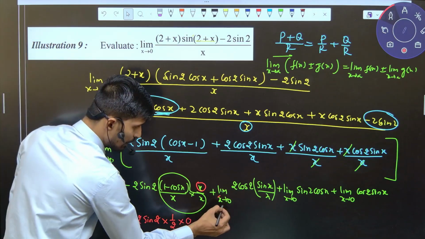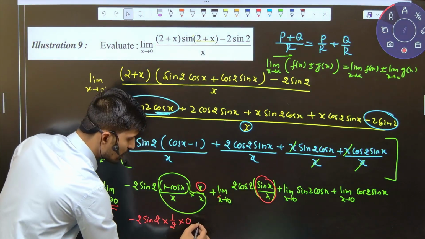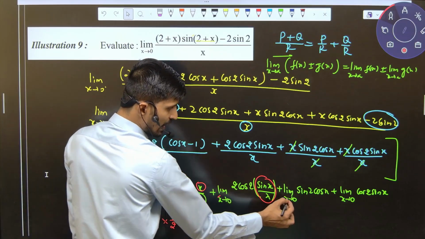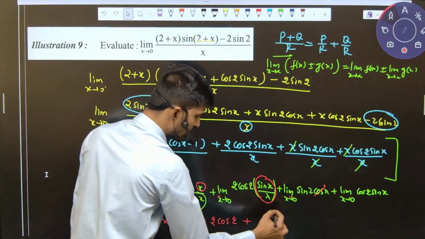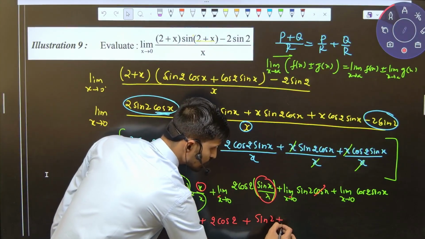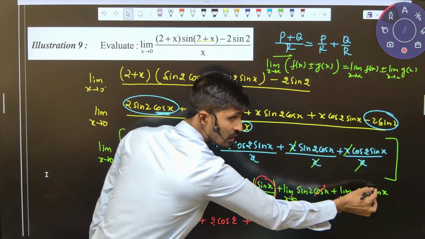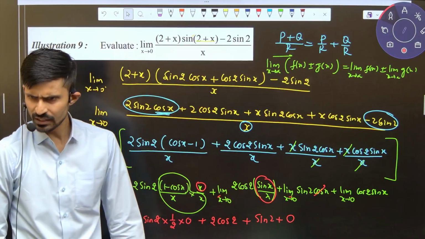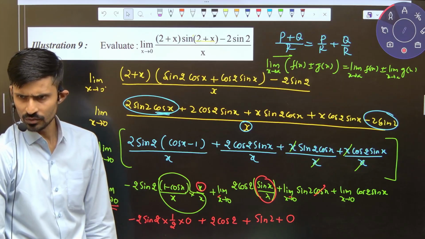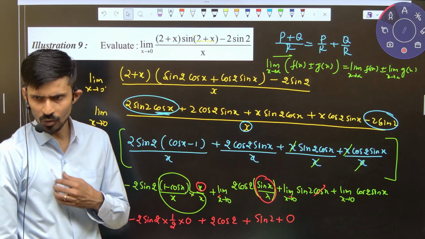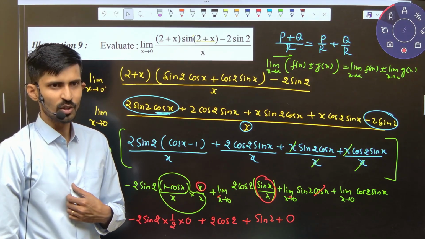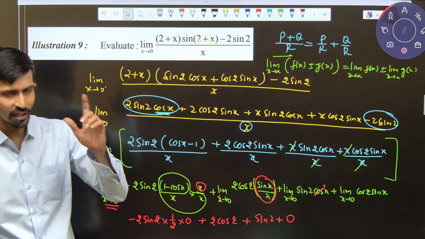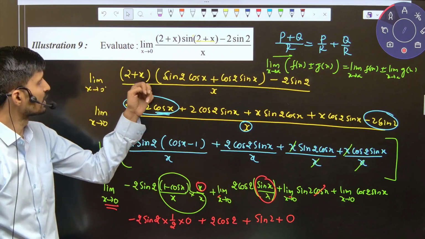Now here, limit x tends to 0. This will become sin x by x, 1. So I will get plus 2 cos 2 plus, x is 0, cos 0 is 1. That will become plus sin 2 plus, x is 0, sin 0 is 0, 0 into cos 2 is 0. You can see the answer is 2 cos 2 plus sin 2. I think this is the same thing I said, no? 2 cos 2 plus sin 2 at the starting. No, what did I say? 3 cos 2 plus sin 2. Acha, my 3 was wrong. 2 cos 2. Somewhere I made a mistake in thinking.